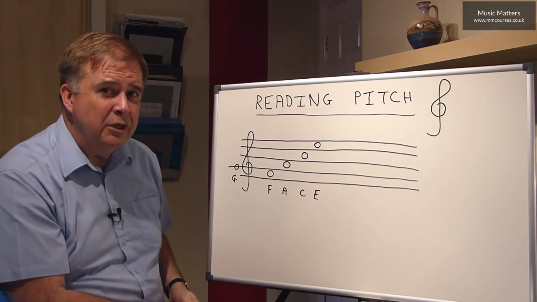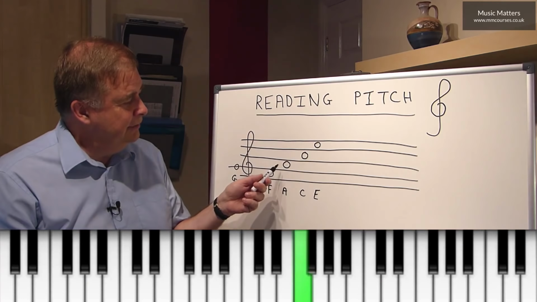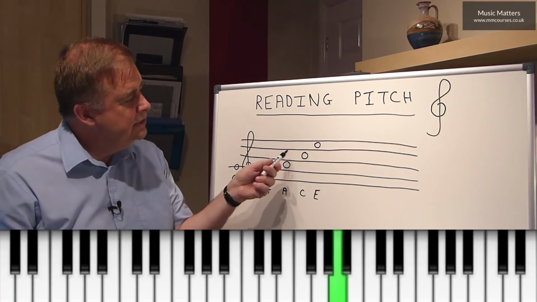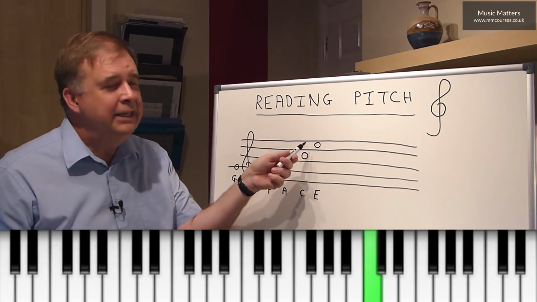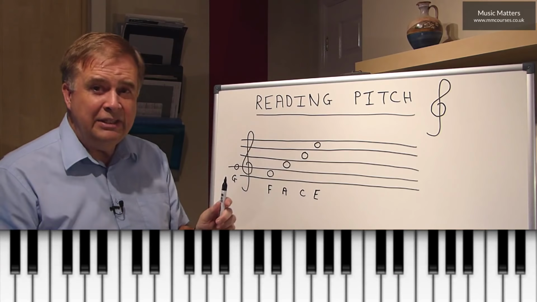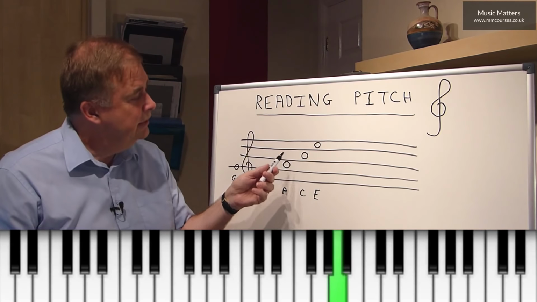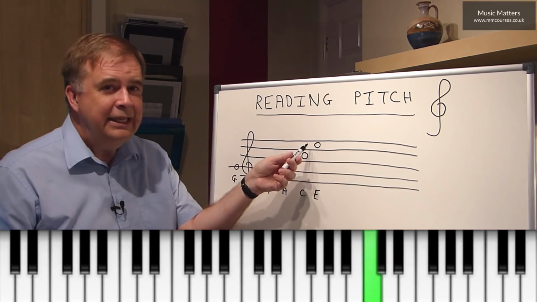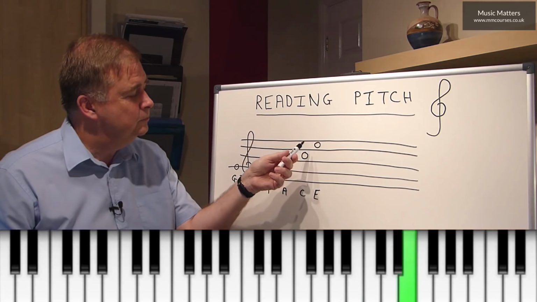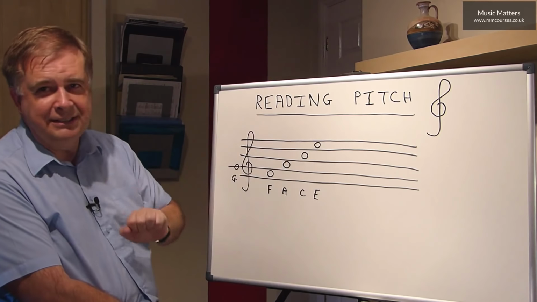If you want to know what those notes sound like, here's F, here's A, here's C, and here's E. Just so you begin to relate these notes to sound, F, A, C, E. So that tells us about the notes in the spaces.